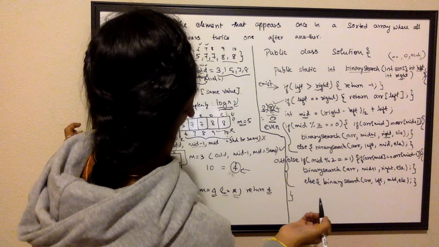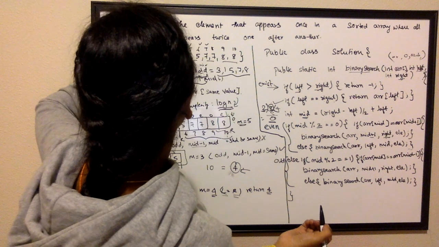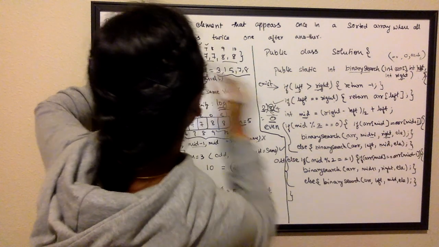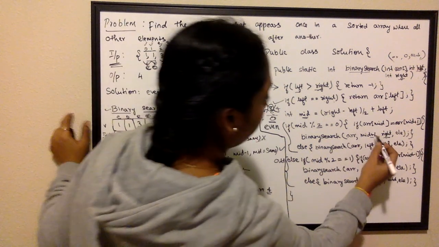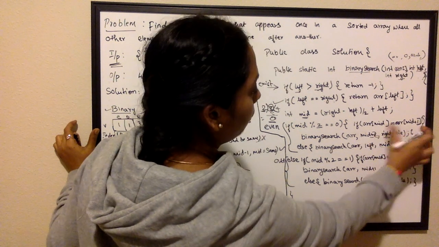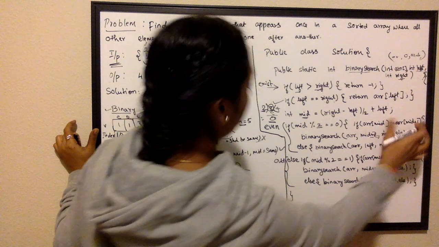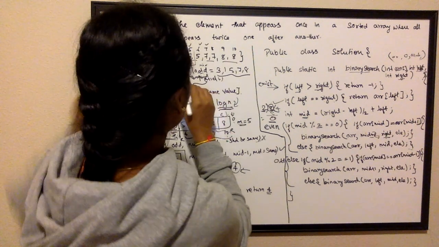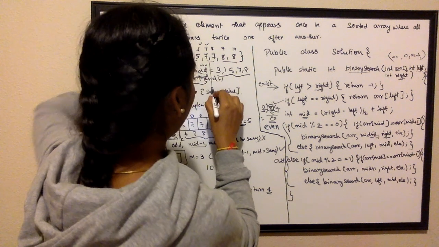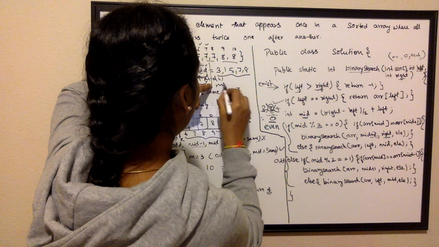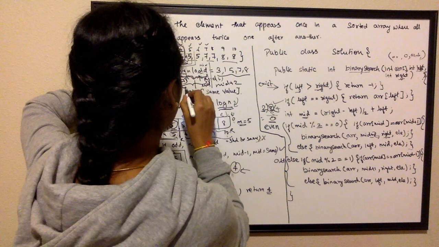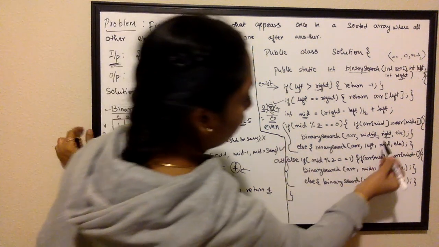So if it is even, then we have to search mid plus 2, correct, because we are checking whether mid and mid plus 1 are the same. Because this is even, the even and odd positions are the same. If mid and mid plus 1 are the same, then we know up to that element it is right, so we have to start from mid plus 2.